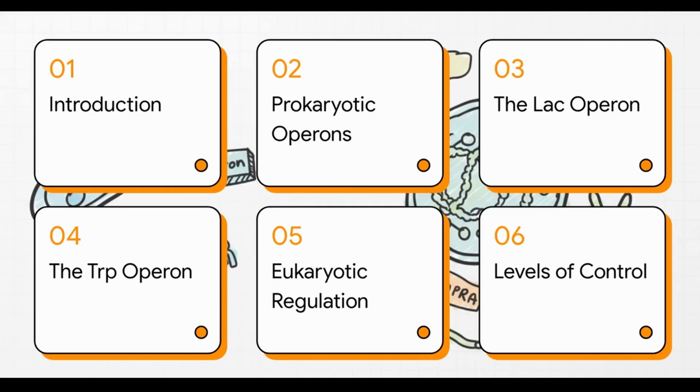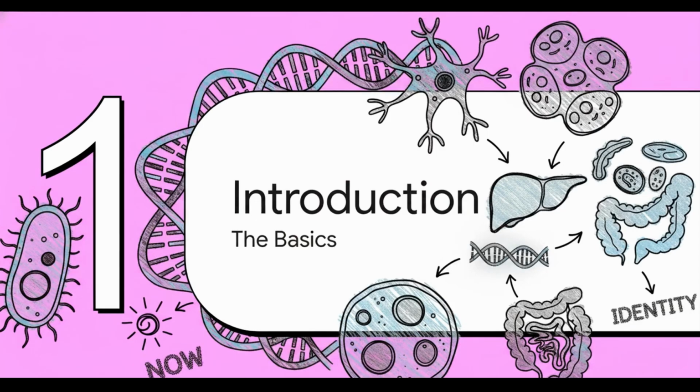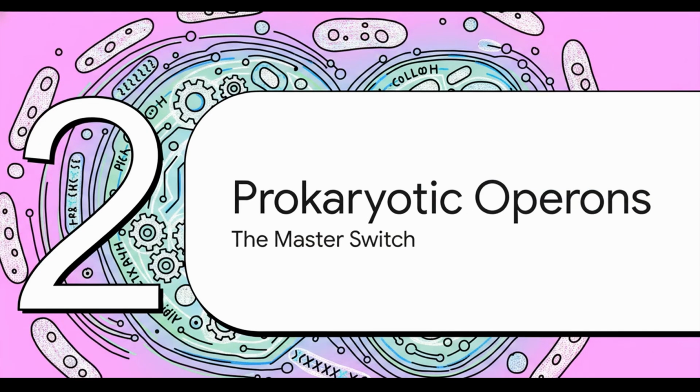Here is our roadmap for today's explainer. First, an introduction to gene expression. Second, operons and prokaryotes. Third, the lactose operon model. Fourth, the tryptophan operon in detail. Fifth, regulation in eukaryotes. And finally, number 6, the multiple levels of control. So, Section 1, Introduction to Gene Expression, the basics. Moving right along to Section 2, operons in prokaryotes, the master switch.